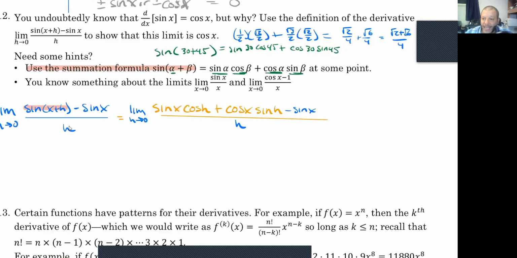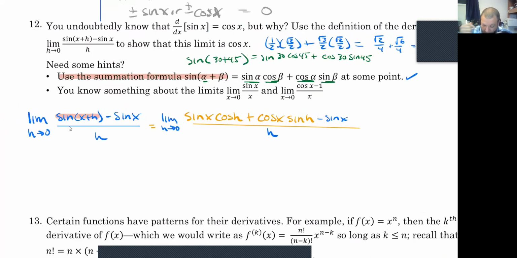All right, so that's where that first hint was designed to help you out. The second thing is that we know something about the limit of sine x over x. We know that that's 1. And we also know from the previous homework and some other stuff that the limit of cosine of x minus 1 over x is equal to 0. Okay, so those are my next two hints.